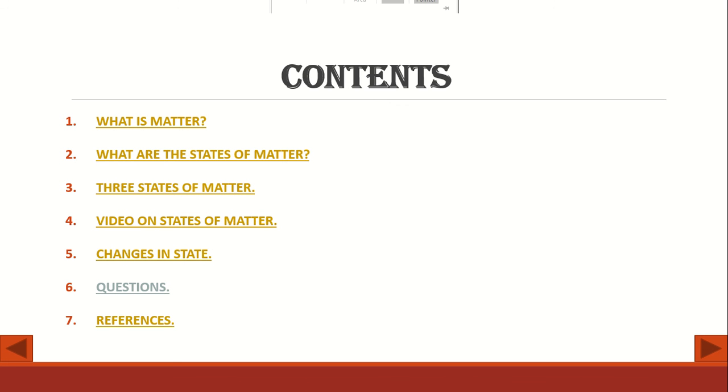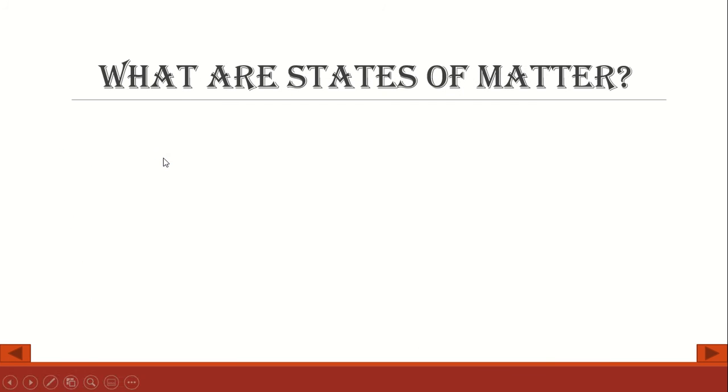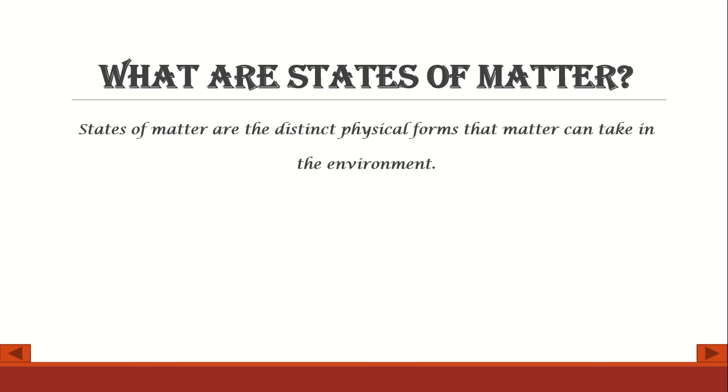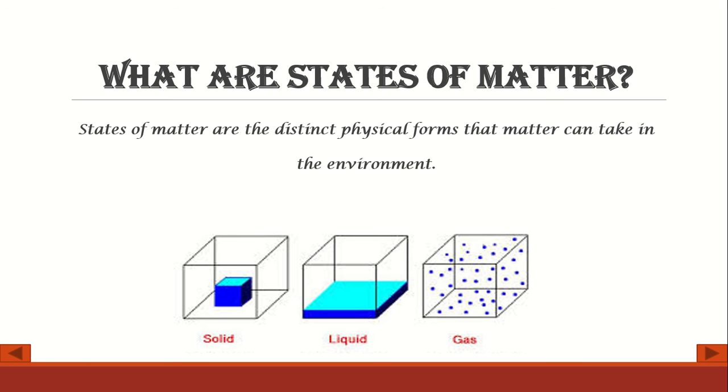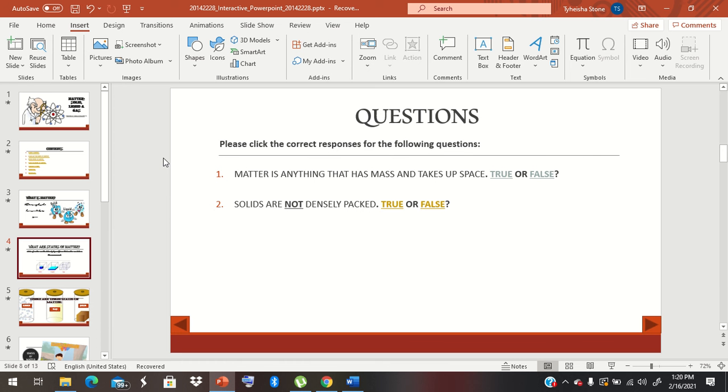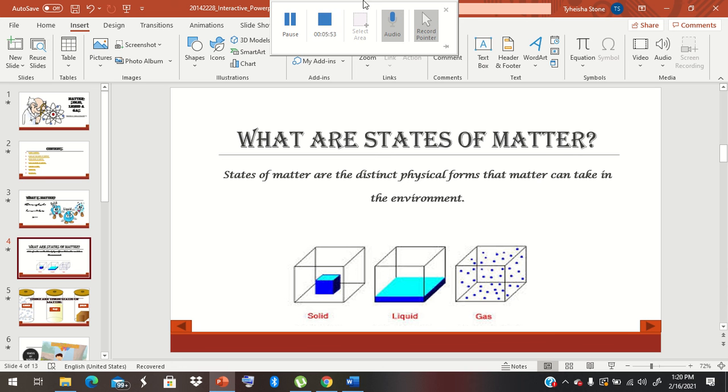All right. So now I'm going to choose any one of them to see if it does work. All right. What are the states of matter? Click on it. It brings me to the page. What are the states of matter? All right. States of matter are the distinct physical forms that matter can take in the environment: solid, liquid, and gas. All right, so there you have it. This is how you can use the interactive PowerPoint in order to enhance the teaching and learning environment.